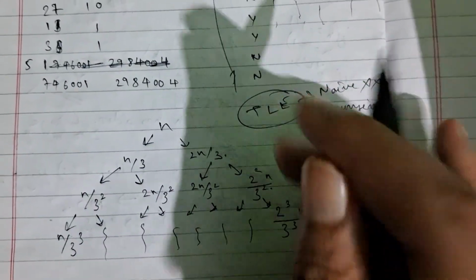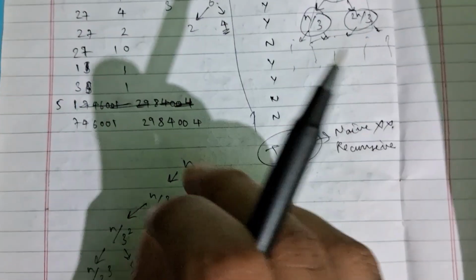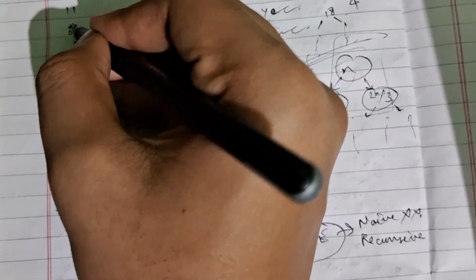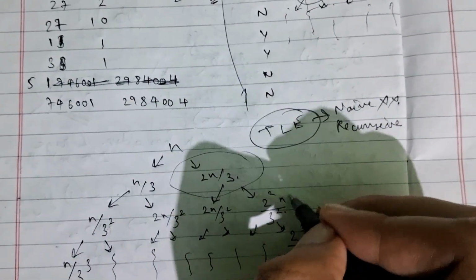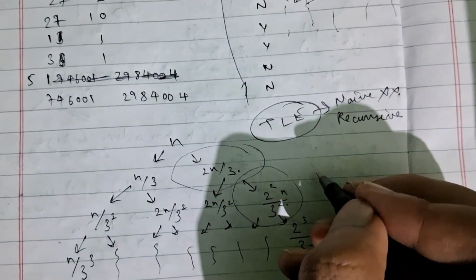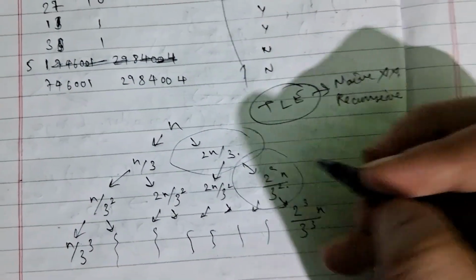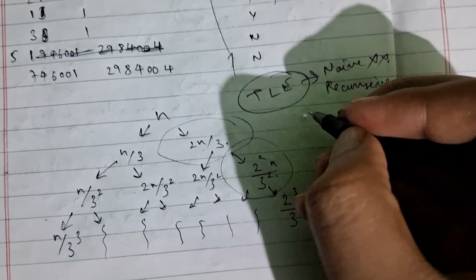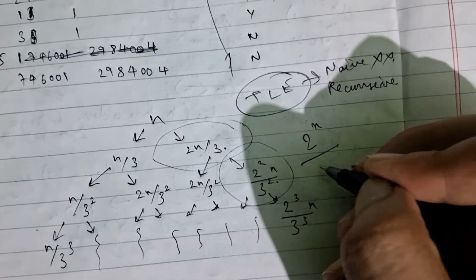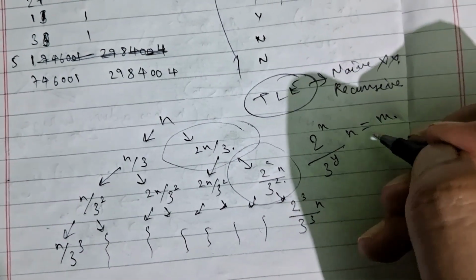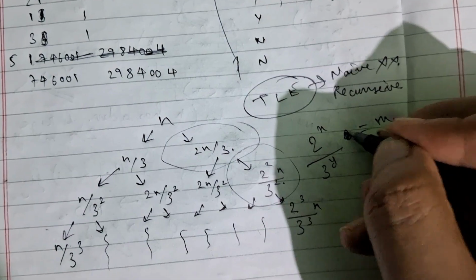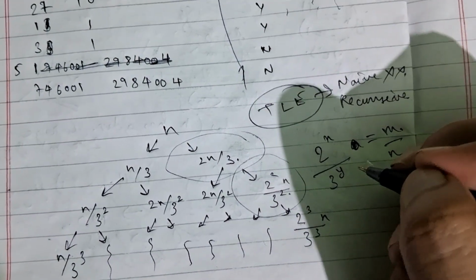I think I reversed it: I made this as n and I made this as m. I hope that is clear. I have to find whether at any position any of these elements can be m. So all the elements here are of the form 2 to the power x by 3 to the power y times n, equal to m. That is, m by n is equal to 2 to the power x by 3 to the power y.